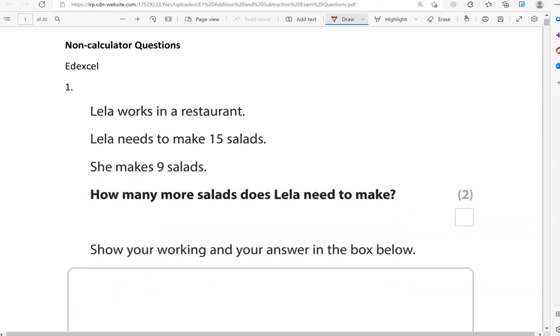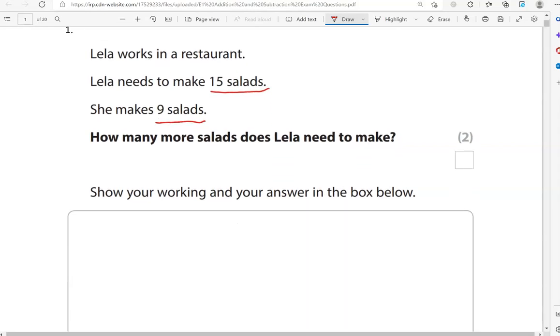Leila works in a restaurant. Leila needs to make 15 salads. She makes 9 salads. So she needs to make 15. She makes 9. How many more salads does Leila need to make? Show your working and your answer in the box below. So we'll need to take away 9 from the 15.